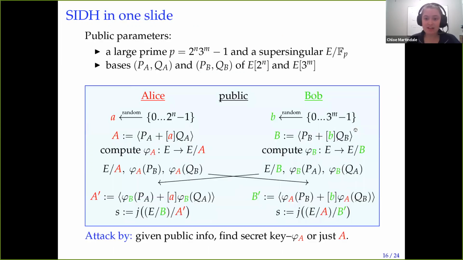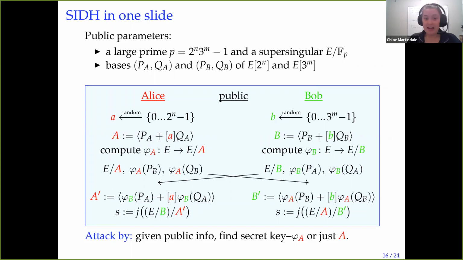So here's a little summary. Hopefully it won't seem like too much now that we've seen all the parts of SIDH in one slide, just how it works. So again, we've got public setup parameters. We take a large prime p of the form 2^n times 3^m minus 1, and a supersingular elliptic curve E defined over F_p. Then public bases P_A, Q_A and P_B, Q_B of the 2^n torsion of E and the 3^m torsion of E, respectively.